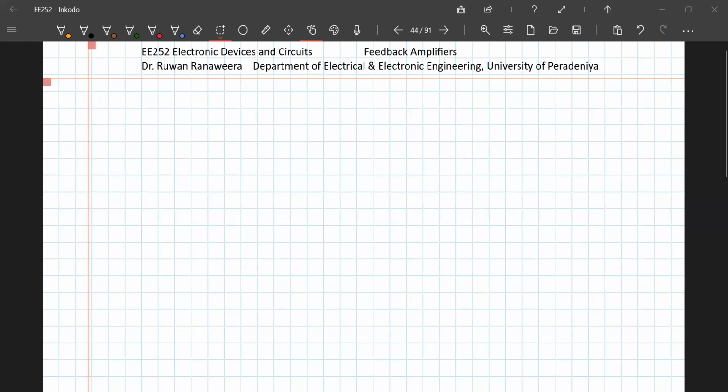Okay. So let me then move on to the new section. This is on feedback amplifiers. Let me share my screen here. Okay. So today's section is feedback amplifiers.